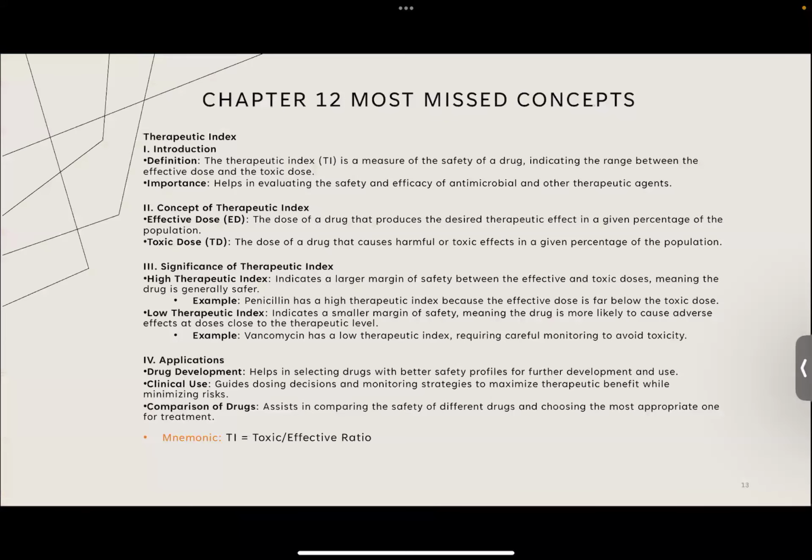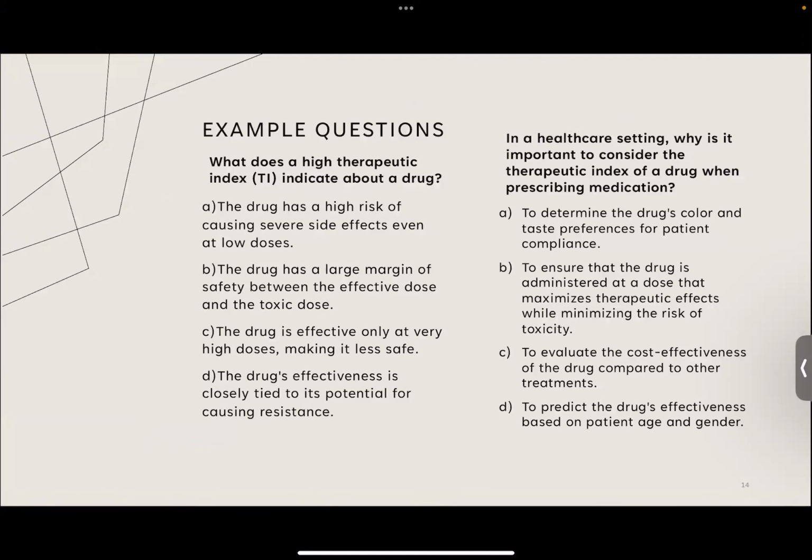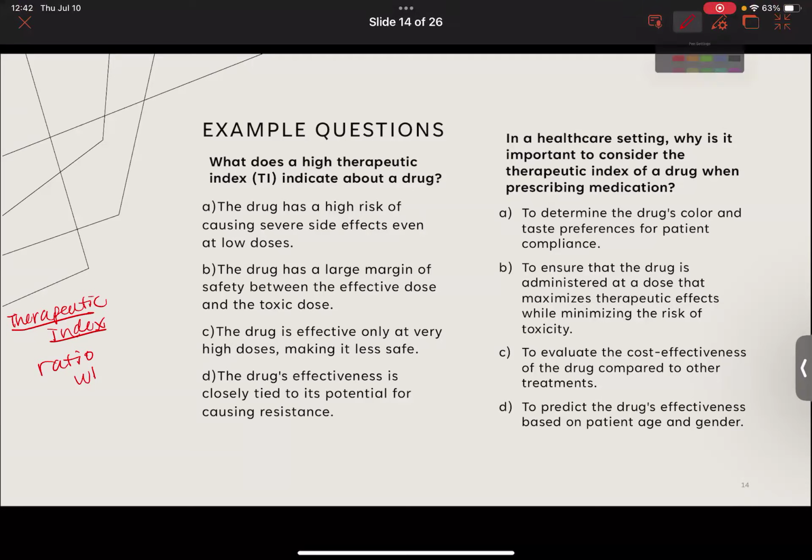All right, Chapter 12, these are our drugs. The idea of the therapeutic index, I'm going to write these out again really quick. Therapeutic index is our ratio. Ratio of where the drug works, what's like effectiveness. Let me erase that.